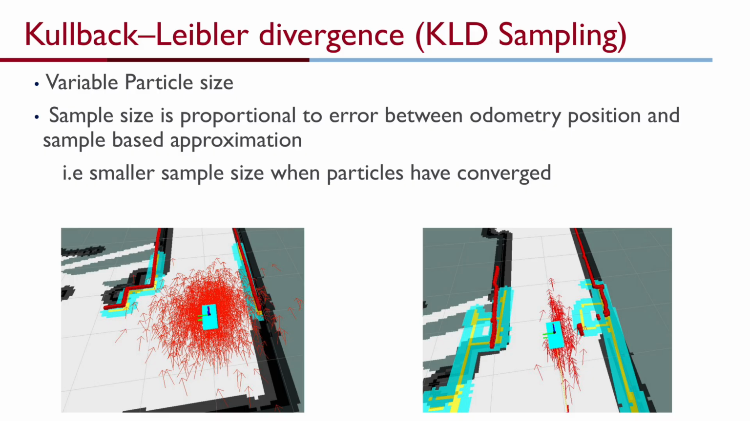To optimize this, we use a sampling method called KLD sampling. KLD sampling dynamically adjusts the number of particles based on the error between the odometry estimate and the particle filter estimate.